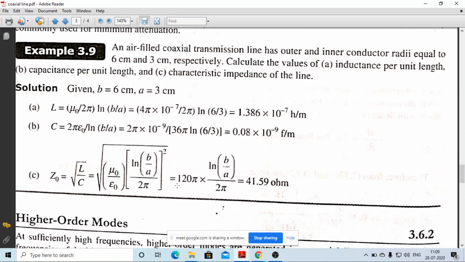Based on this formula you can expect one question in GATE examination also. Otherwise you can simply put this value of L and this value of C, and then mu naught divided by epsilon naught is approximated here as 120 pi under root. So you can approximate this formula like this, or you can give this value directly at this place, and then you will get 41.59 ohm.